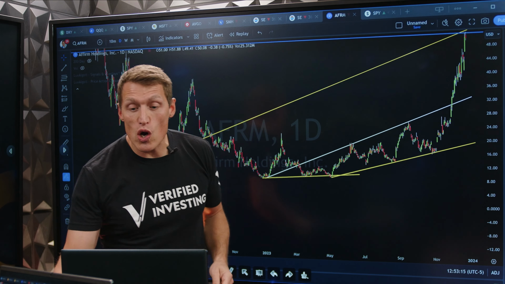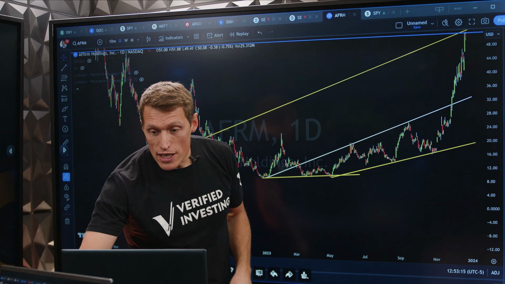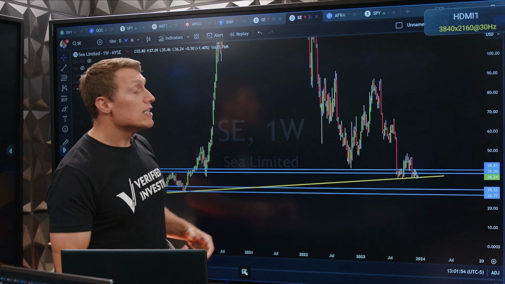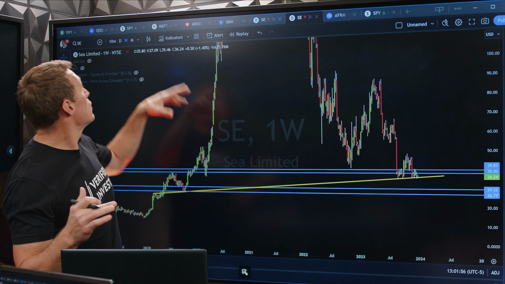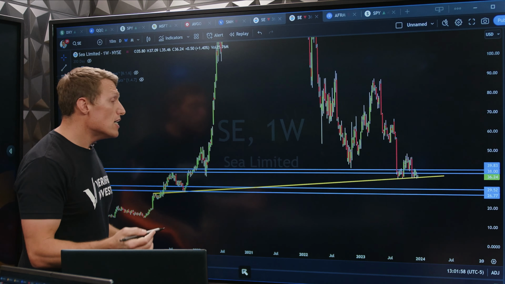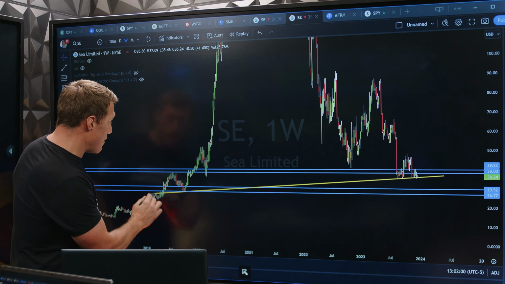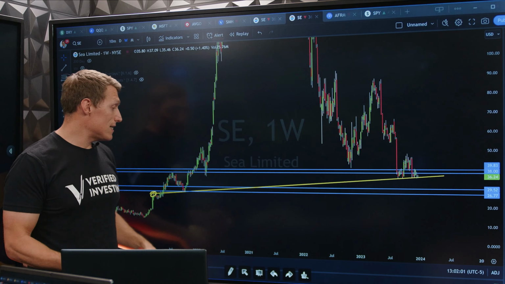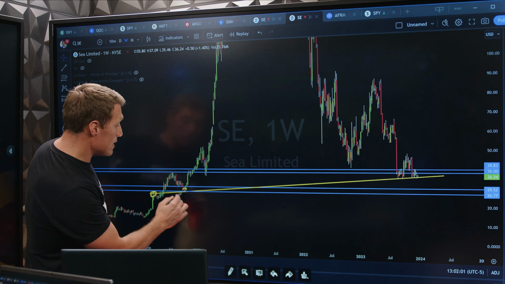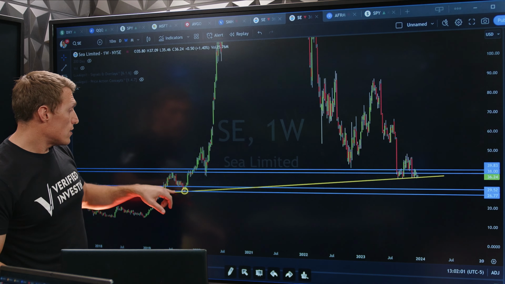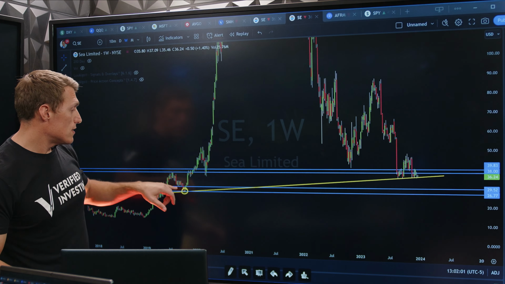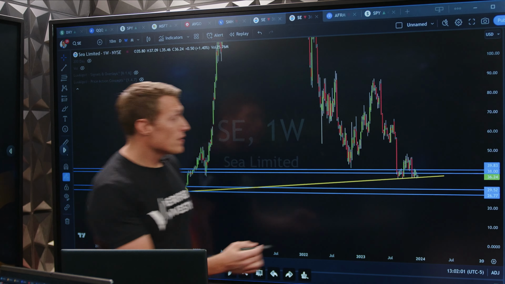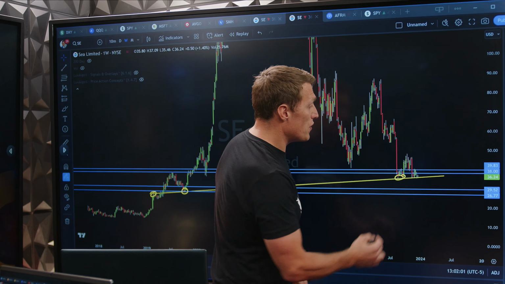Okay, so now I'm going to go over SE. So here's the chart of SE. So this is on the weekly time frame. So here is a pivot point from back in 2019. Sorry, it hit this pivot point. So this was the second hit of the trend line. This was the third hit of the trend line.